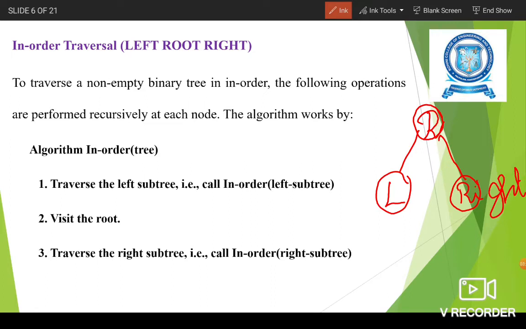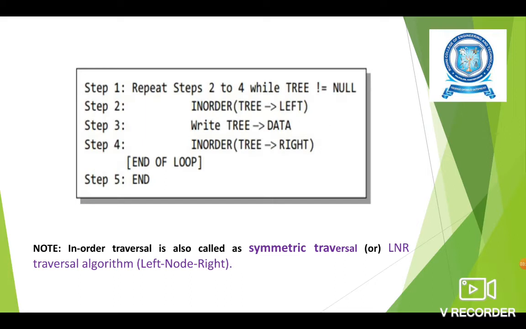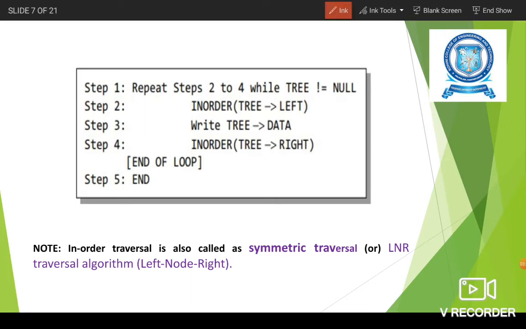In order to traverse the left subtree and right subtree, you can call the same procedure for the left subtree and right subtree. That is, you can call inorder of left subtree, then visit the root, then inorder of right subtree. So this is called a recursive function. So this is the algorithm for inorder traversal. Hope you remember what is inorder.